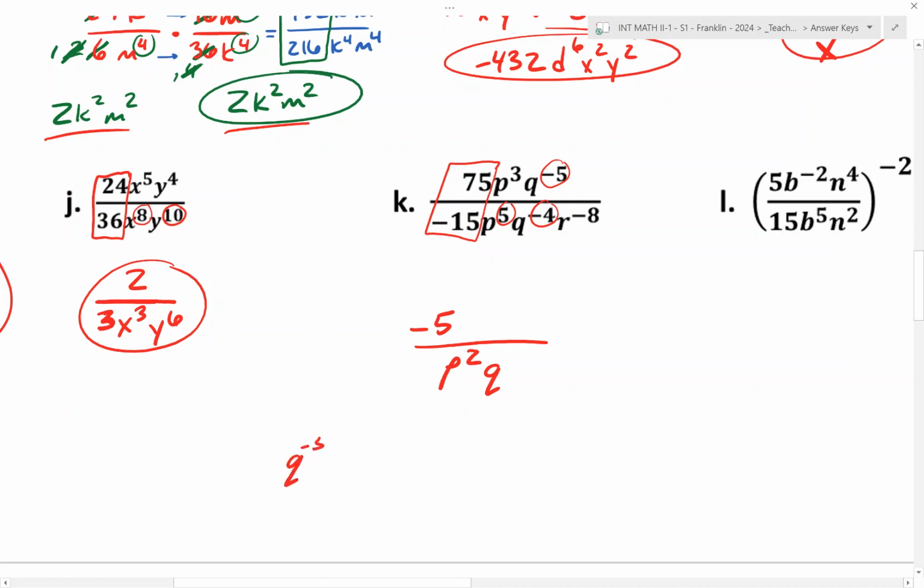Or if you want to think about it like this, both of those are just going to switch places. So Q to the fourth on top, Q to the fifth on the bottom. 5 minus 4 is 1, so it stays on the bottom. Whatever order you decide to think of that in your head is fine, as long as you end up with Q to the first power on the bottom of the fraction. And now this r to the -8 just needs to go up top, r to the 8th, just like that. So we have -5 r to the 8th all over p squared q.